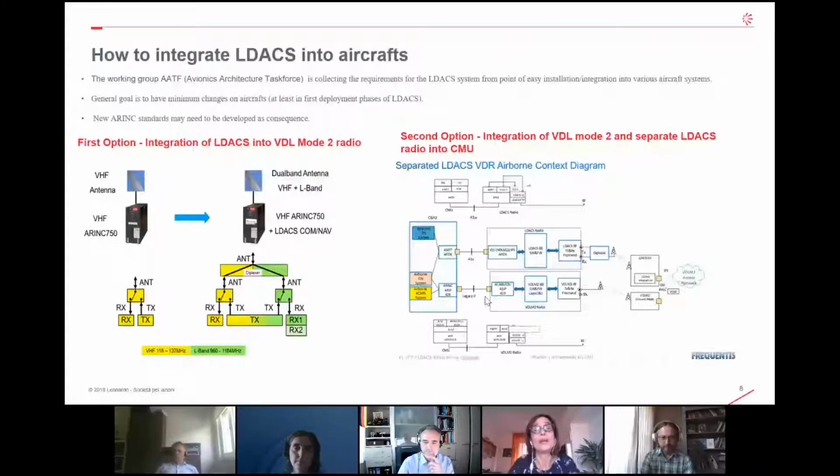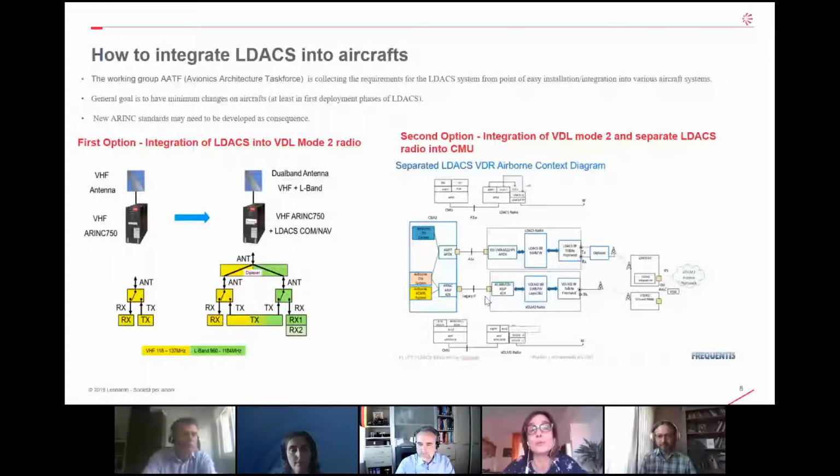The working group AATF is collecting all the requirements for the LDACS system, with the goal of finalizing an easy installation and integration of the LDACS Airborne into various aircraft systems. The general goal is to have minimum changes on the aircraft. This is to facilitate the first deployment of the LDACS phase and also to reduce the cost. Also, a new ARINC standard may need to be developed as a consequence.